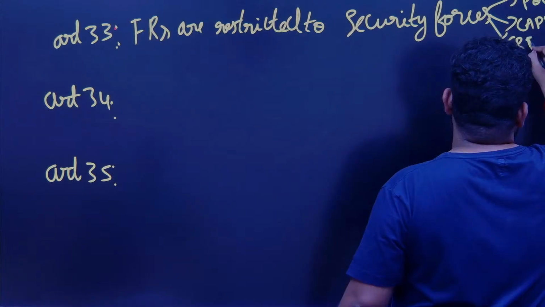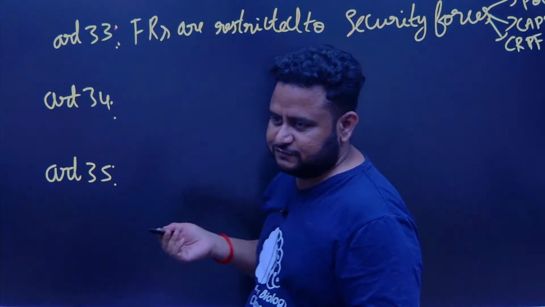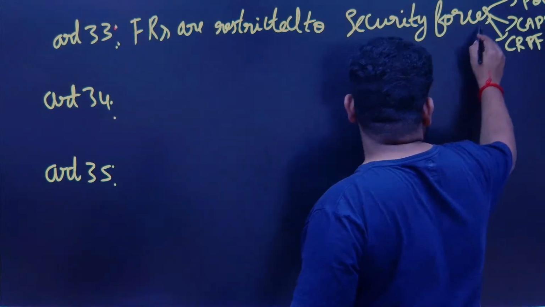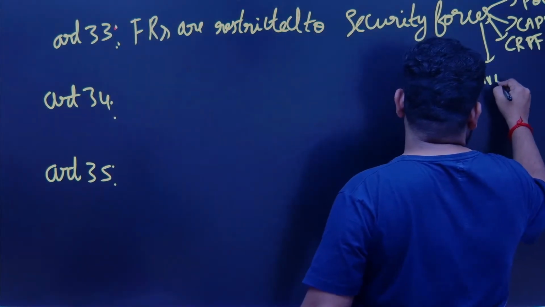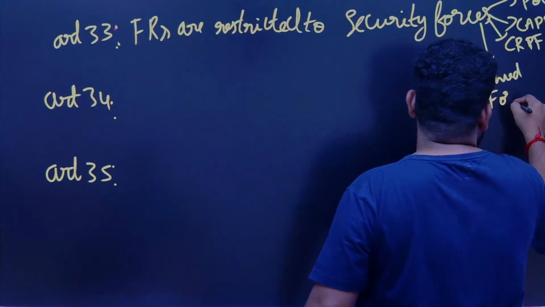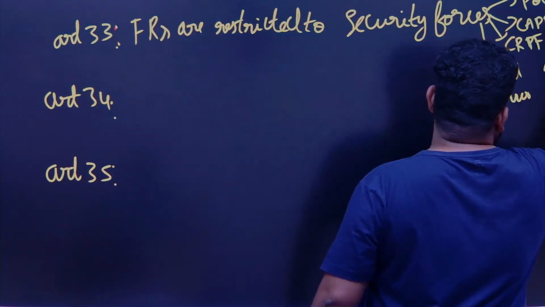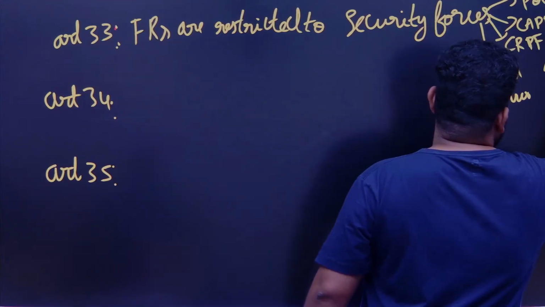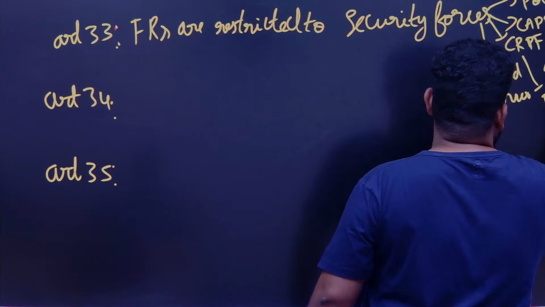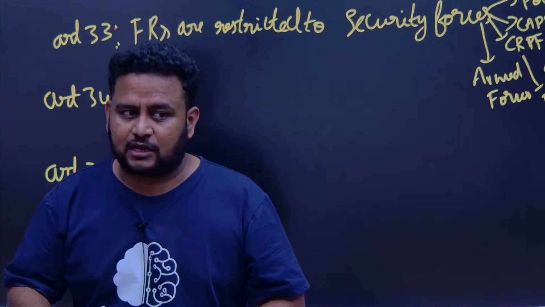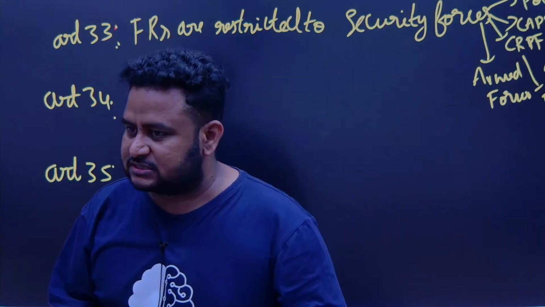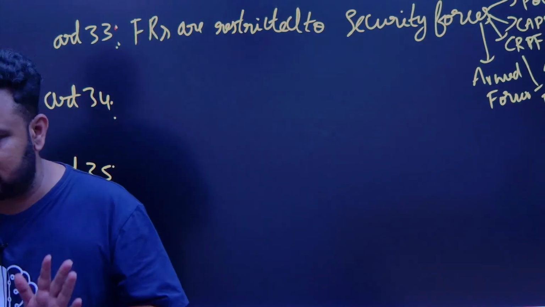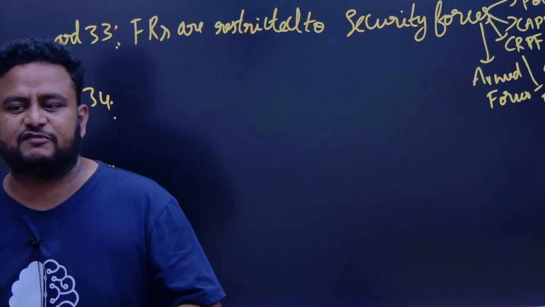Under security forces you can include police also, CAPF people, CRPF, which means Central Reserve Police Force, Central Armed Police Force, the armed forces, and various paramilitary forces. You can also include border security forces. All these people cannot say that they will enjoy complete fundamental rights. Certain fundamental rights are restricted for them. What they are, you need not know. They cannot say that they want to enjoy fundamental rights all the time.